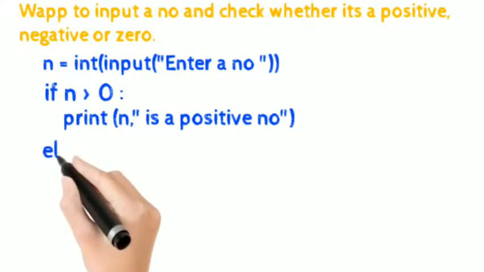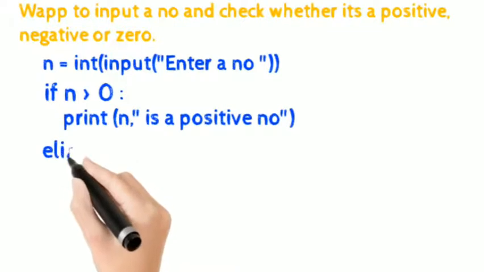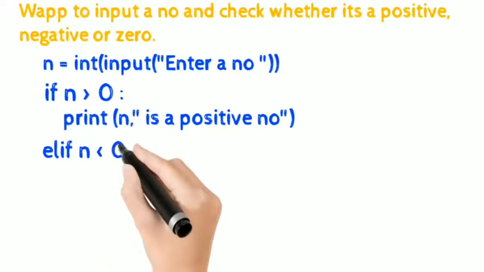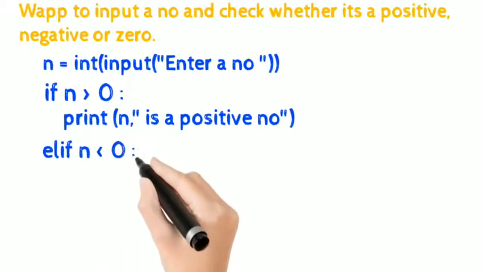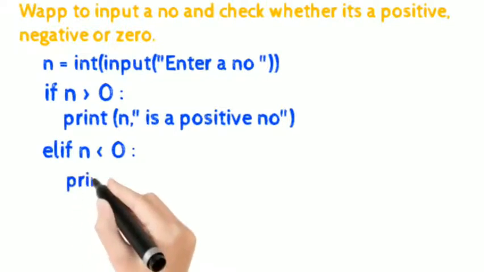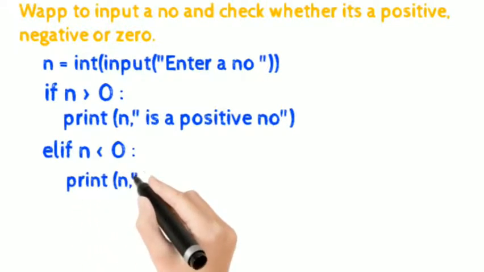So there will be a condition again. So we have to write the keyword elif, that is else if, elif n less than 0, colon is given. That is the otherwise case of the first if statement. So it will print n is a negative number.